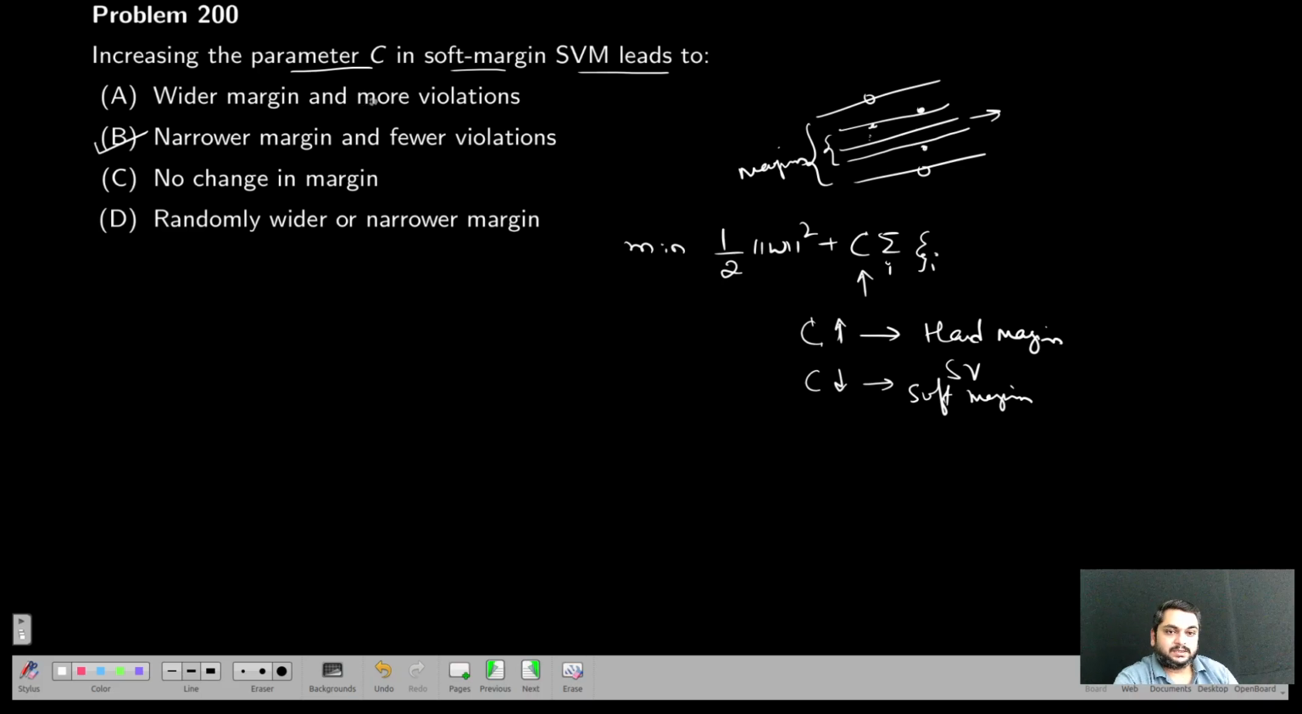So wider margin and more violations, no. No change in the margin, no, there will be a change in the margin. Randomly wider or narrower margin, no.